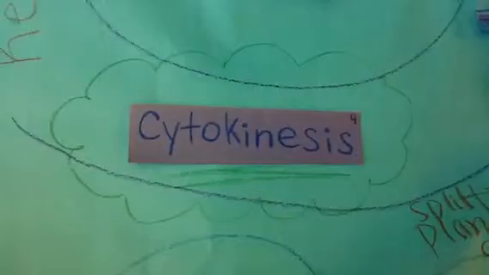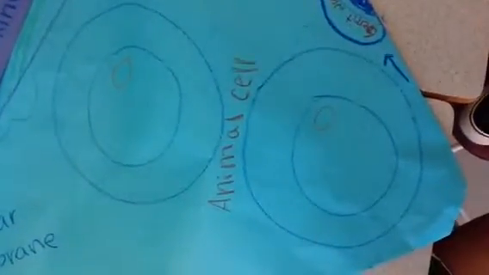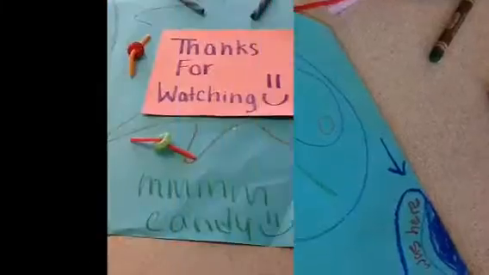The final part of the cell cycle is called cytokinesis. The 2 nuclei are split into 2 daughter cells that are identical. In animal cells, the cell membrane pinches together to divide the cell's cytoplasm and organelles. In plant cells, a cell plate forms along the cell's center and divides the cell.